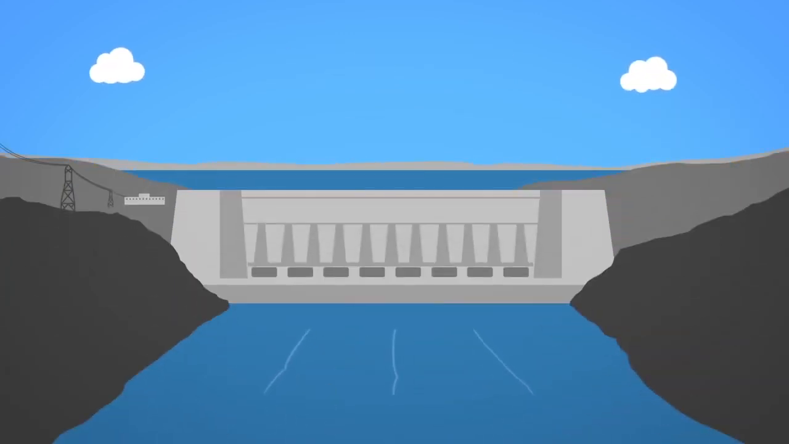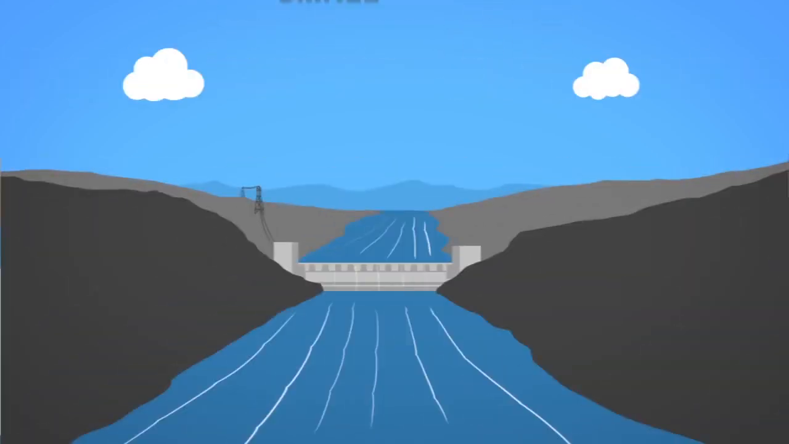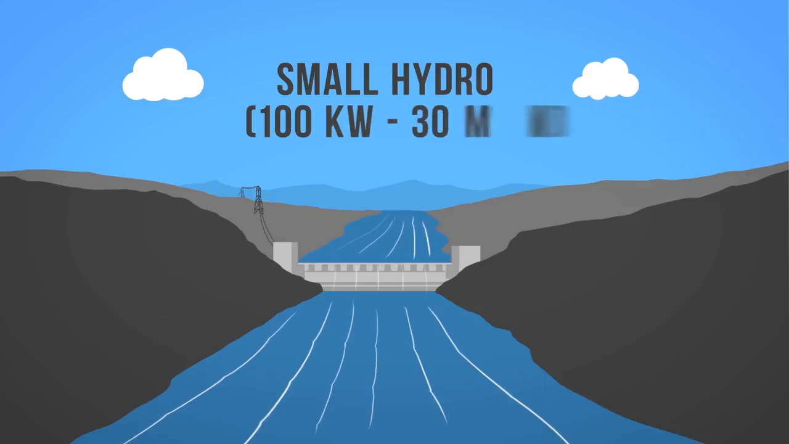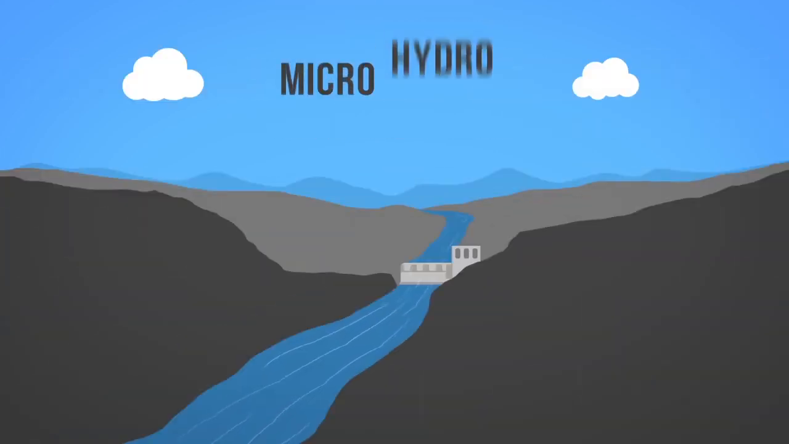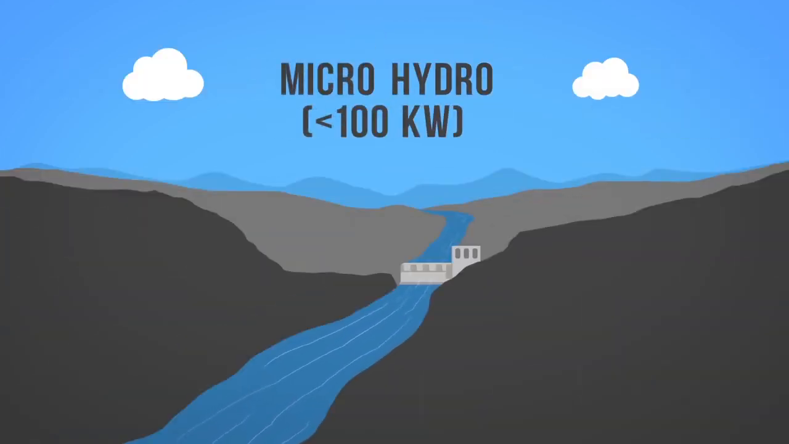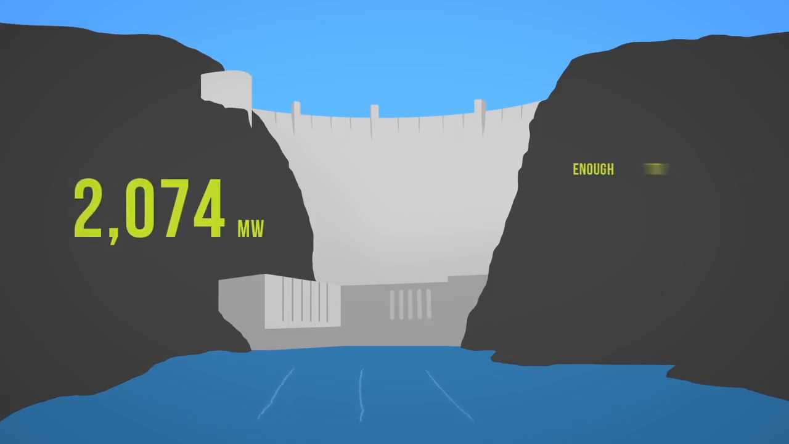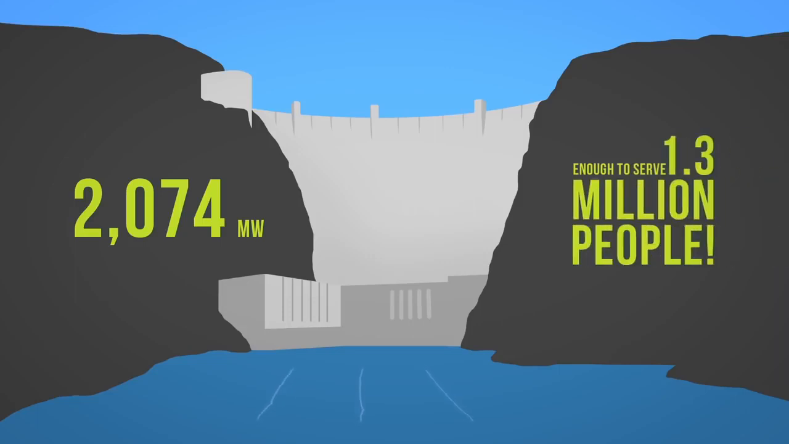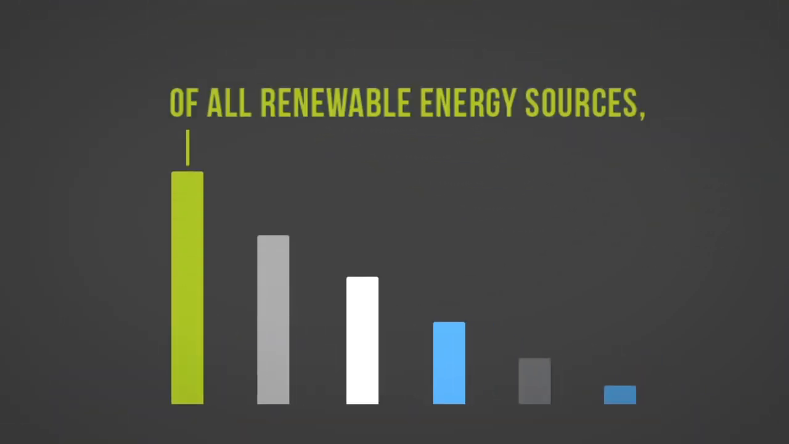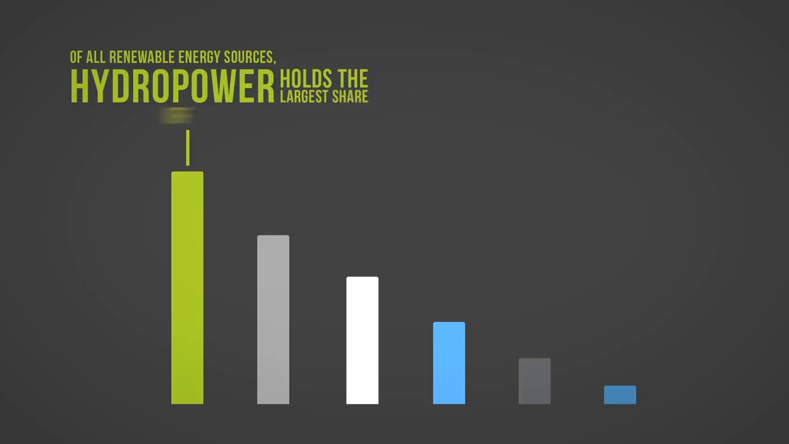There are various sizes of hydro plants that produce electricity. Large hydro, greater than 30 megawatts; small hydro, 100 kilowatts to 30 megawatts; and micro hydro, less than 100 kilowatts. The Hoover Dam in the United States is a whopping 2,074 megawatts, which is enough to serve 1.3 million people. Of all renewable energy sources, hydropower holds the largest share of worldwide electricity production.